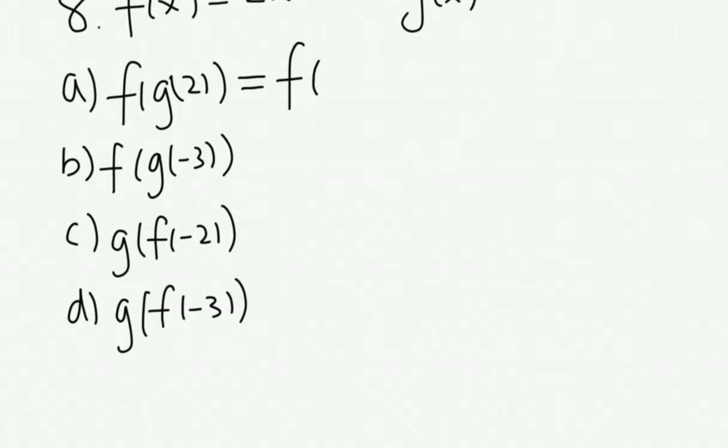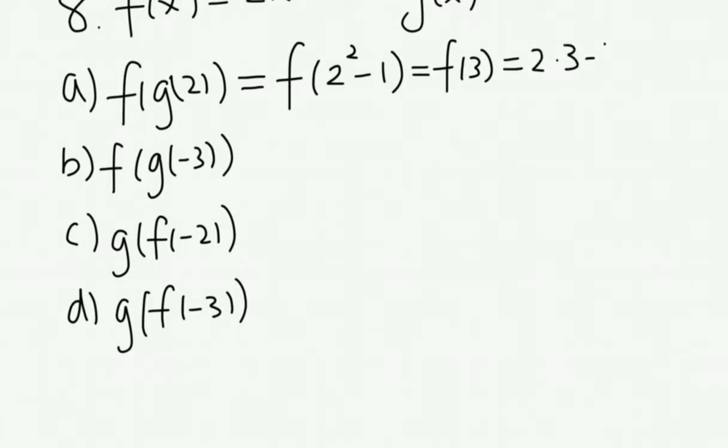I'm going to plug 2 into the g function: 2 raised to the second power minus 1. So that is 4, 4 minus 1, I have 3. And then followed by, I'm going to plug it into the f function. So 2 times 3 minus 1, which is 5.